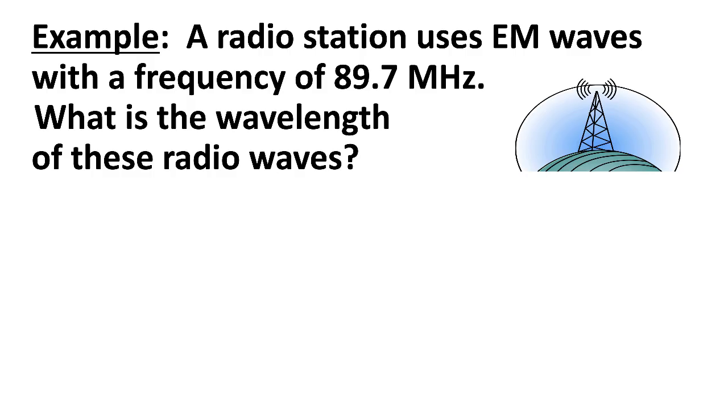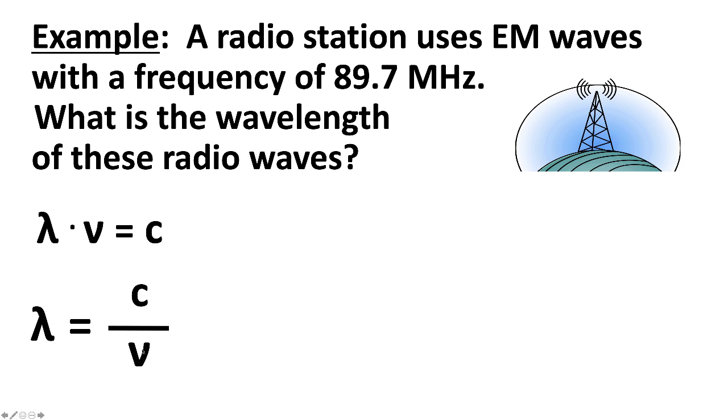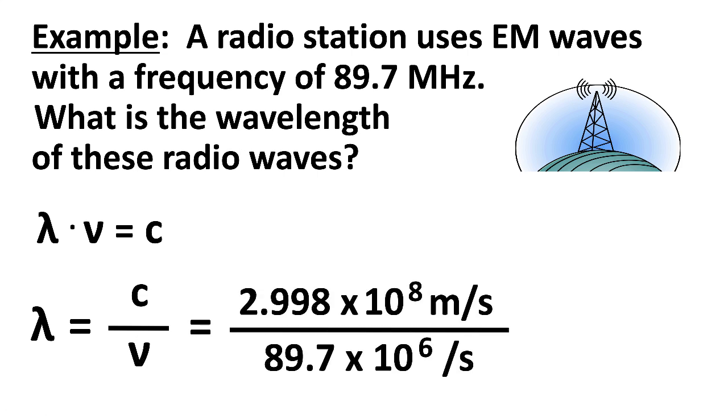Okay, now let's take a look at an example where we're looking at a particular radio station that uses electromagnetic waves to carry its signal, and those waves have a frequency of 89.7 megahertz. And the question is, what's the wavelength of these radio waves? Well, again, we'll invoke that lambda times nu equals c, but this time we know the frequency nu, and we want to find the wavelength lambda. So this time we solve for lambda. Lambda equals c over nu. Plug in the value of c and the value of frequency.